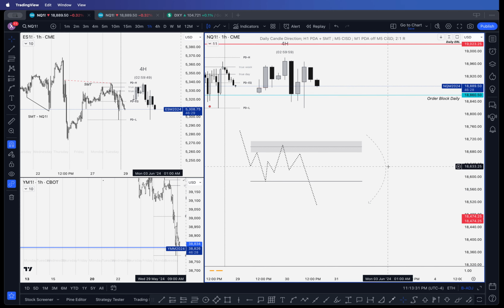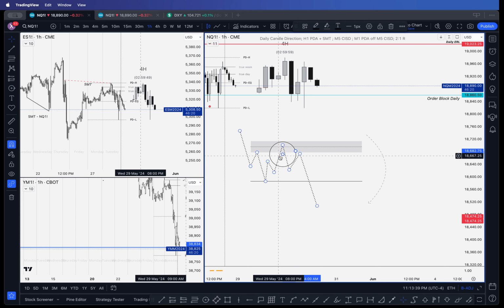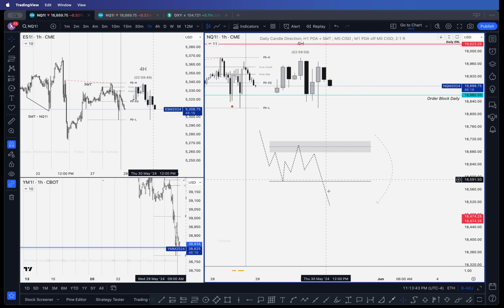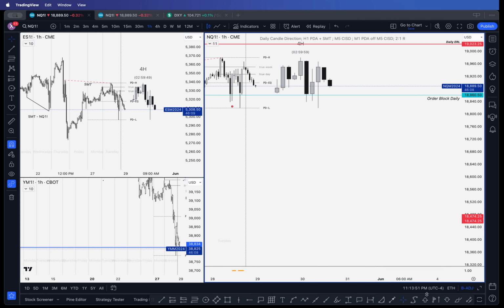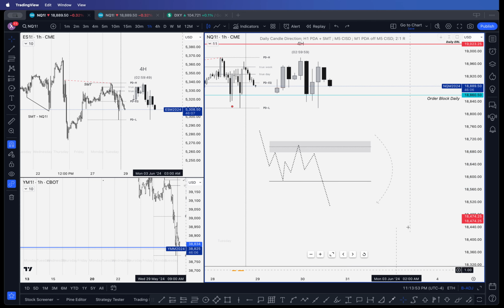continuation. Now, the expectation for continuation is fair value being offered in the market, i.e. a return back into a premium array, in addition to liquidity being sought. So that's going to be the end point of distribution. Now, this narrative will change in a market that is not trending.